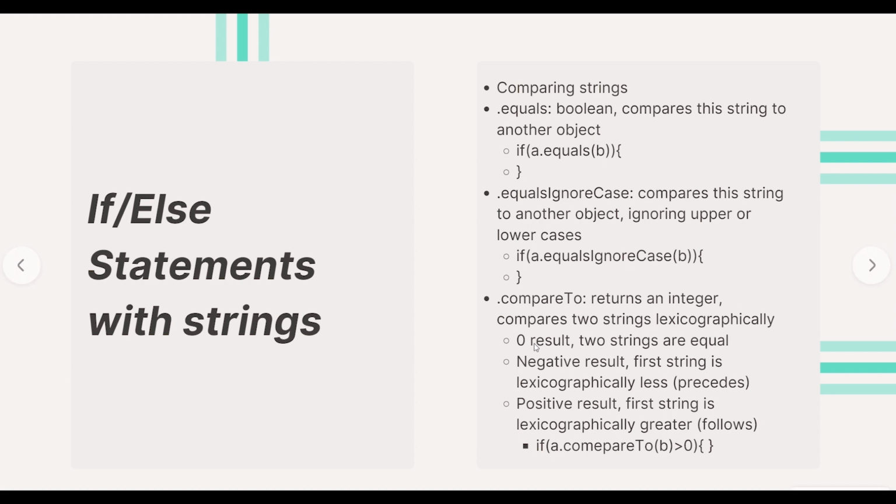This method returns 0 if your two strings are equal, returns a negative result if your first string comes before your second string in the alphabet, and then it returns a positive result if your first string comes after your second string in the alphabet. So next we're going to talk about errors.